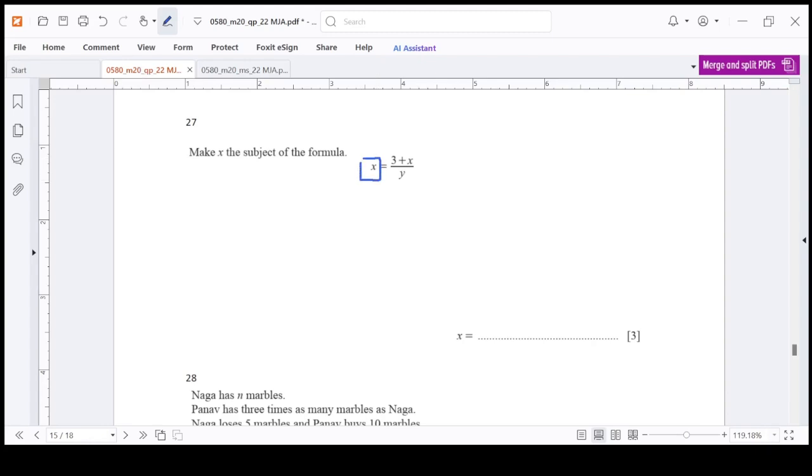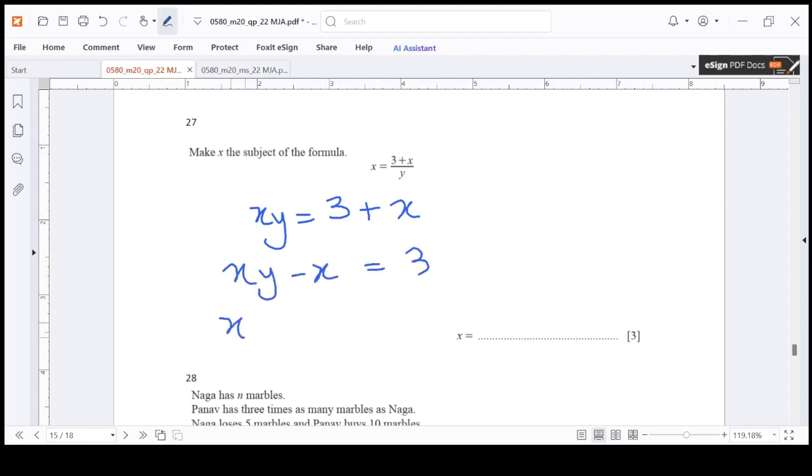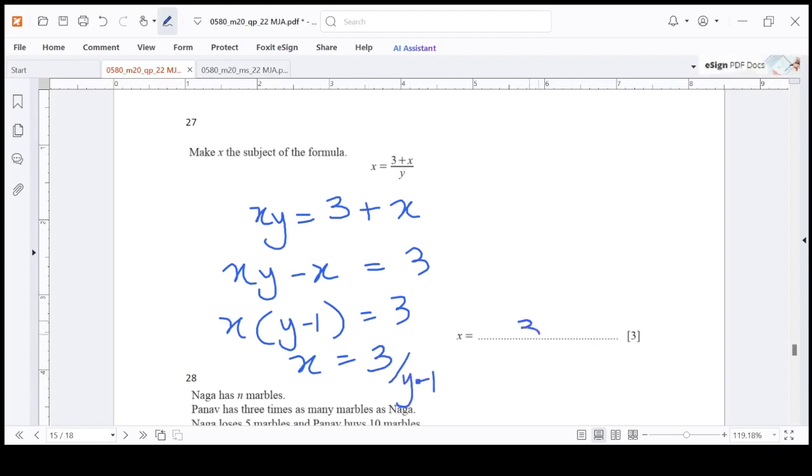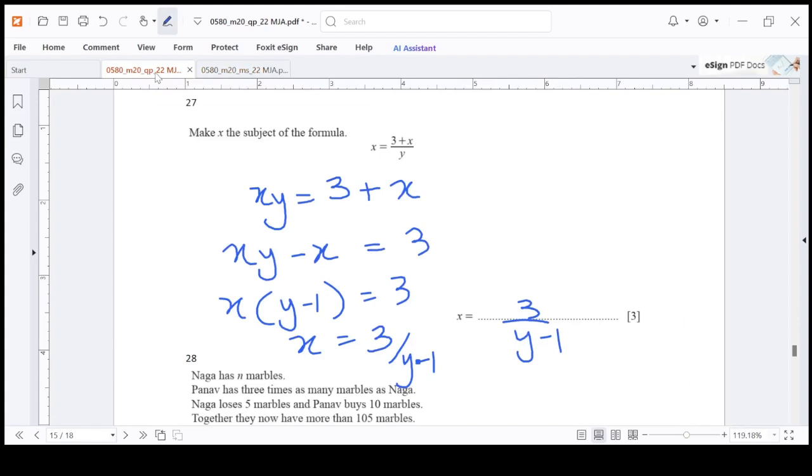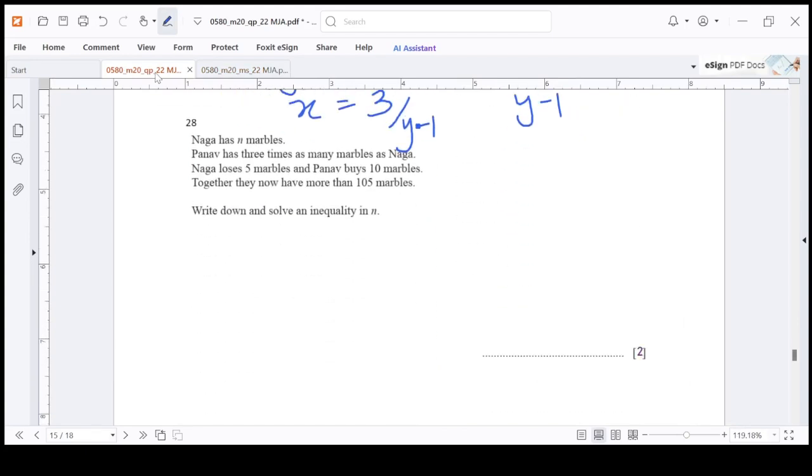Make x the subject of the formula. So we have x on either side. This has to be fixed. We have x on both sides. Bring the x to the same side like this. Take x common. Send the bracket to the other side and we are good to go. 3 upon y minus 1 should be the answer. Yes, it is. God, when will this paper end?